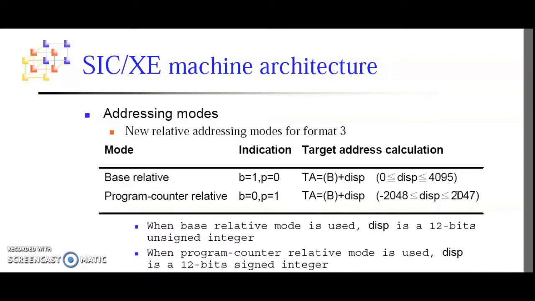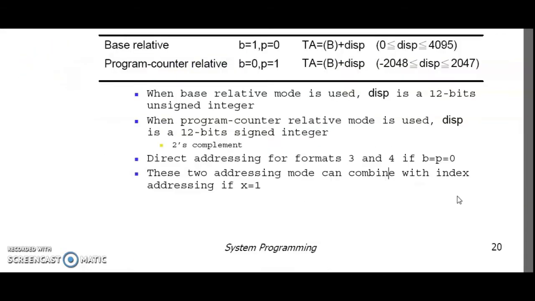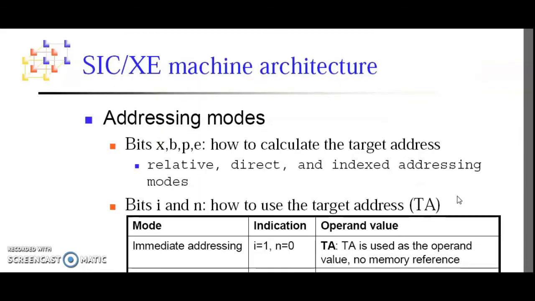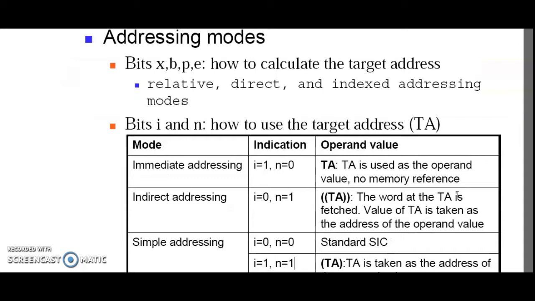And coming to the immediate addressing mode and indirect addressing mode, we will be making use of the variables i and n. If i equal to 1, it means immediate addressing mode. If n equal to 1, it is indirect addressing mode. And if both i and n are equal to 0 or 1, then it is considered simple addressing. And the target address also is calculated in a similar way.